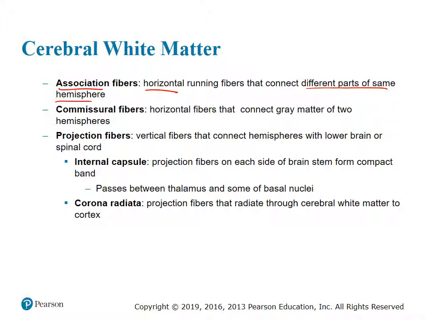Commissural ones are the horizontal fibers that connect gray matter of two hemispheres. They connect left and right. Okay? The projection fibers run vertical, they connect the hemispheres to the lower brain or the spinal cord. So they're the ones that connect the entire hemisphere to other parts of the brain.